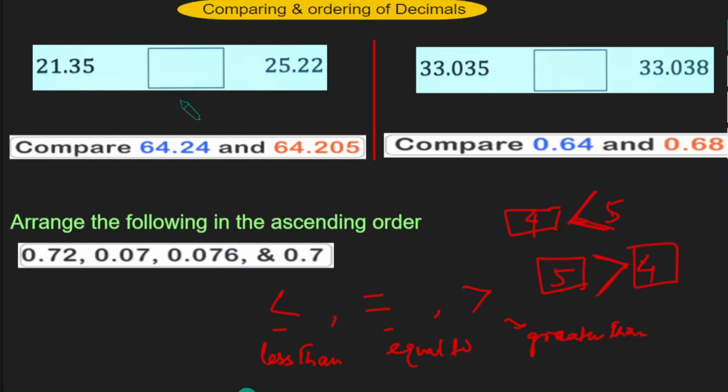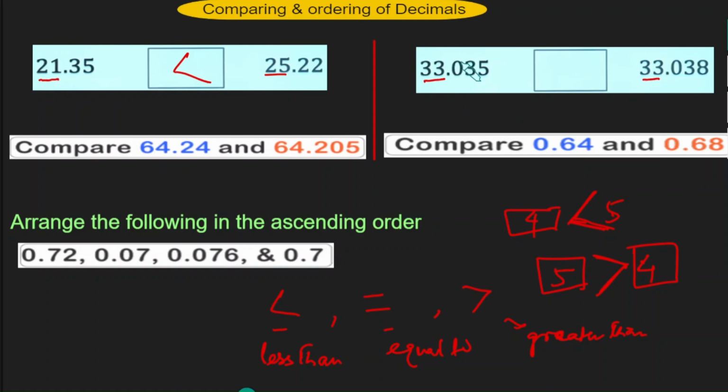Now, as far as comparing is concerned, we start thinking about the numbers from the whole part, and then naturally from the fractional part. So here we see that on the whole number part, the number is 21, and here it is 25. It is obvious that 25 is greater than 21. So the decimal number with 25 as the whole part will be greater. Here we see that the whole number part is 33, and here it is also 33. We still cannot find which is the greater one.